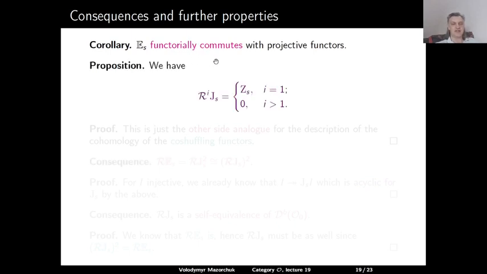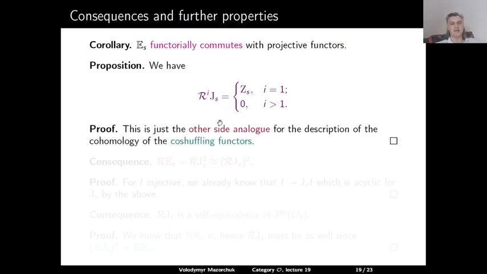The second observation is the description of right homology functors of JS. The claim is that Ri of JS is equal to 0 if i is greater than 1, and it's equal to the usual Zuckerman functor ZS if i is equal to 1. And this is simply the other side analog of the description of homology of the Kohr-Schaffling functors. So the Joseph's completion functor is the right Kohr-Schaffling functor.